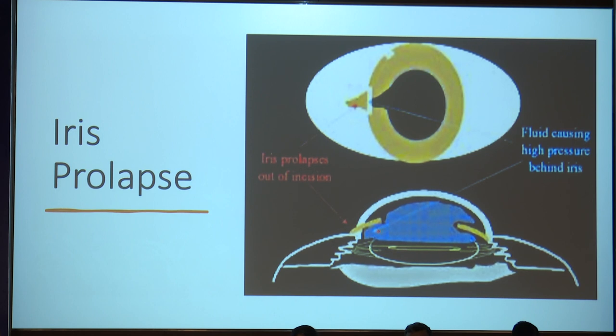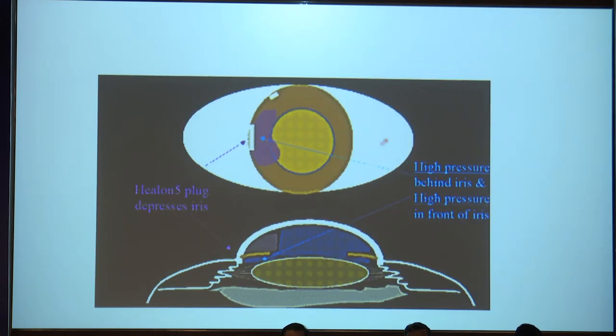So there's more pressure underneath the iris than above the iris, and the iris prolapses out. So the basic principle is to decrease the pressure under the iris and increase some pressure above the iris to get the iris back to its position.